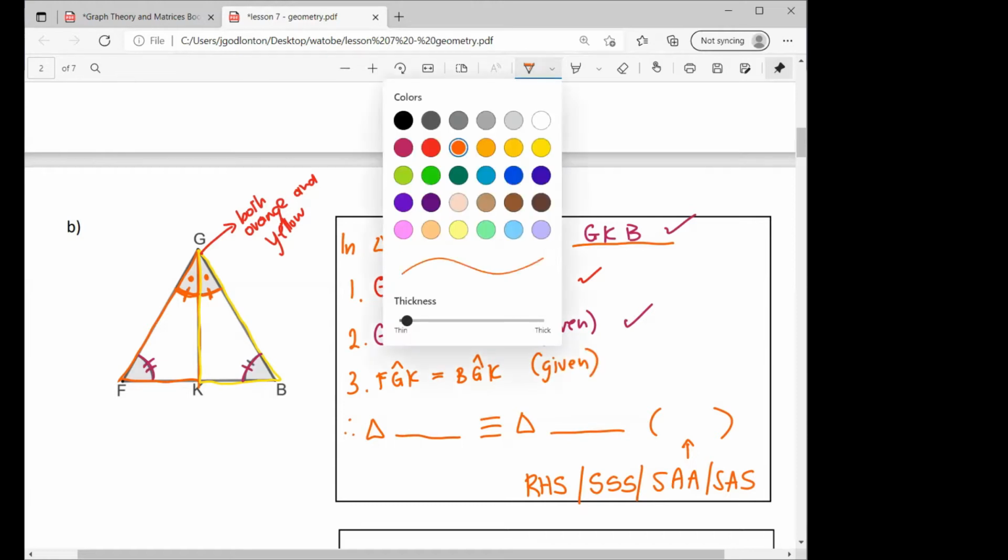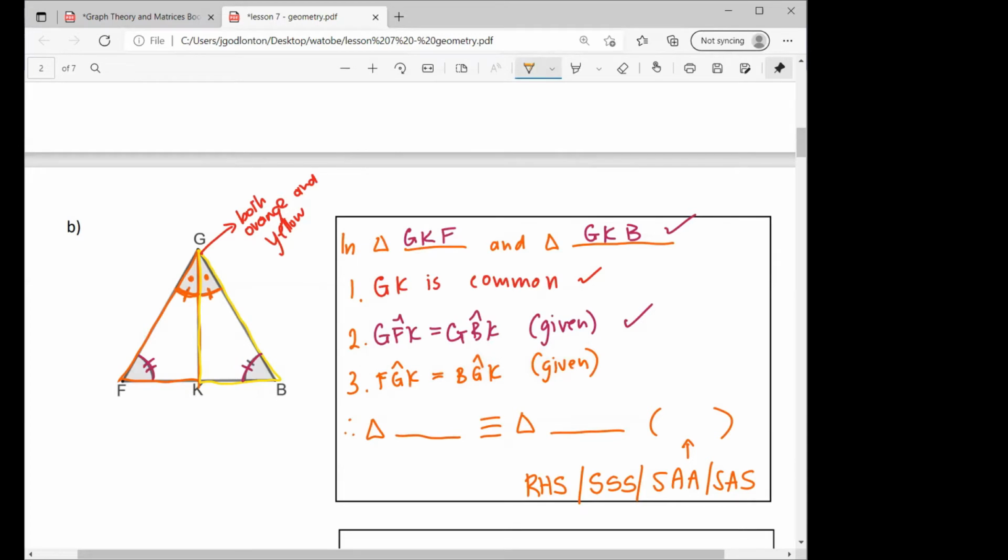So I can say angle GK is equal to angle BGK, and my reason again for that would be given. Okay, now we need to think about what information we have. So that's a side, that's an angle, that's an angle, which means our only reason we can use is side, angle, angle. So we would say triangle GKF is congruent to triangle GKB because of side, angle, angle. And that would be the end of this question.